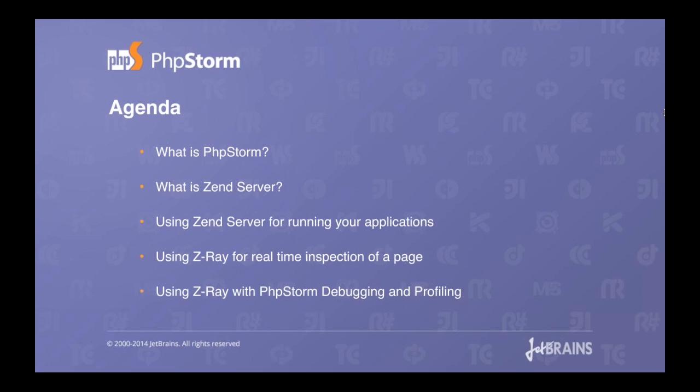As an agenda for today, we have information on what is PhpStorm, what is Zend Server, information about how to use Zend Server for running your applications, and information on how to use Z-Ray, a special tool inside Zend Server, which is used for real-time inspection of a page you're running. And the last demo would be using Z-Ray with PhpStorm debugging and profiling capabilities.